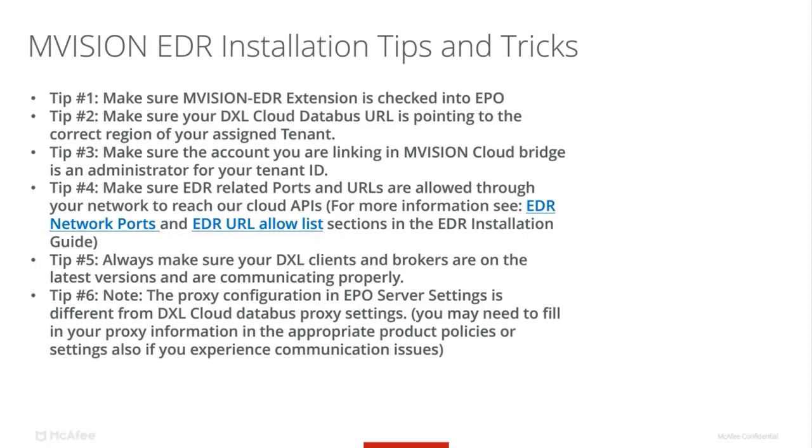Tip 4 would be to make sure that your ports and your URLs are allowed through your network. Tip 5 is to always make sure that your DXL clients and brokers are on the latest version. And tip 6 is to make sure that you fill in the DXL Cloud Data Bus proxy settings with your proxy settings for your EPO server.